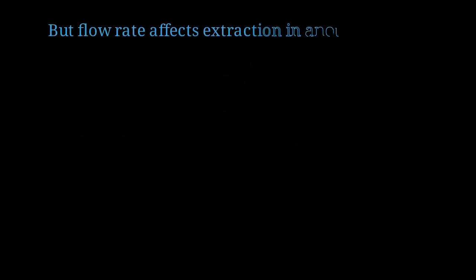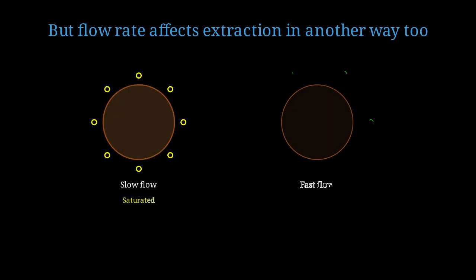Flow rate doesn't just change contact time. It also affects the concentration gradient by removing extracted compounds from the particle surface. With slow flow, the liquid around particles becomes saturated with extracted compounds, reducing the driving force. With fast flow, fresh water constantly removes extracted compounds, maintaining a steep gradient. Too slow and you saturate the boundary layer. Too fast and you don't give compounds time to diffuse out.